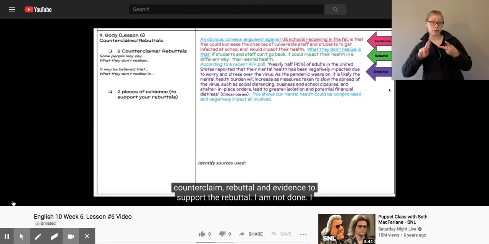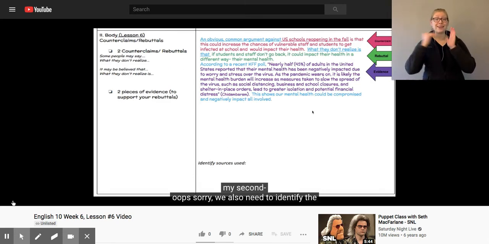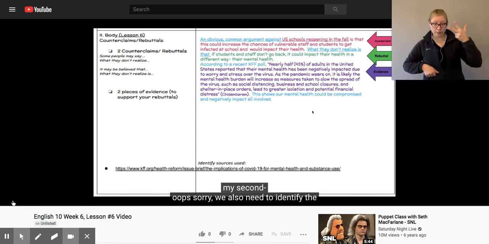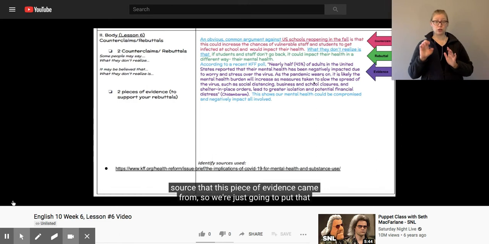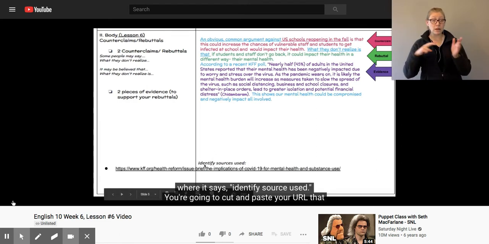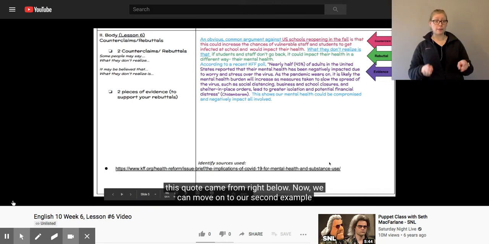I am not done. I need to include one more counterclaim, rebuttal, and piece of evidence. So here's my second. Oops, sorry. We also need to identify the source that this piece of evidence came from. So we're just going to put that where it says identify source used. You're going to cut and paste your URL that this quote came from right below.